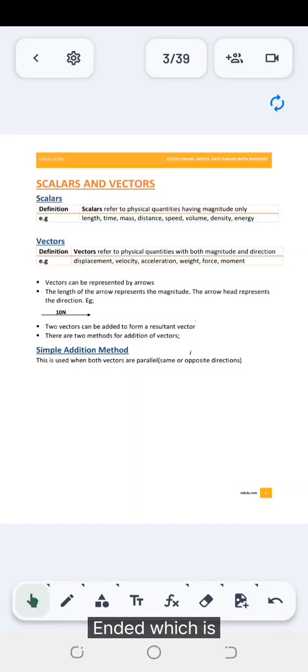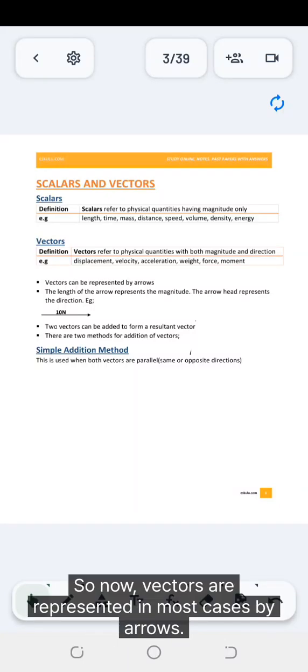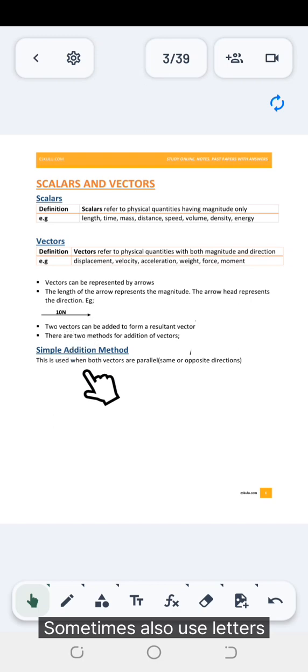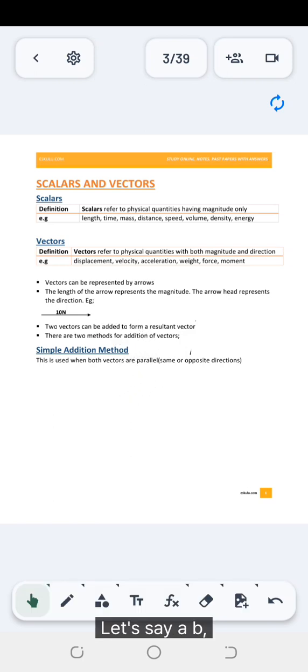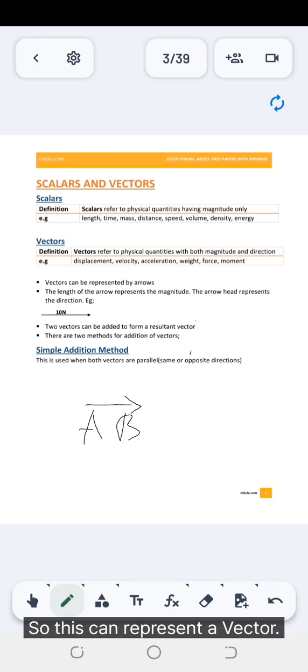We ended with vectors. Vectors are represented in most cases by arrows. Sometimes we also use small letters that have an arrow on top. Then we also have roots, which have two letters, let's say A, B with the arrow on top. So this can represent a vector.